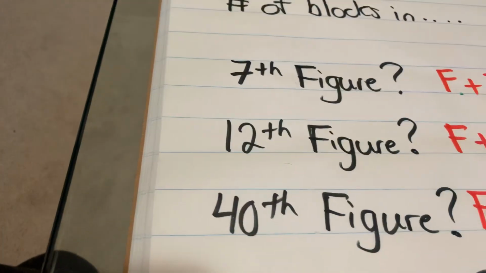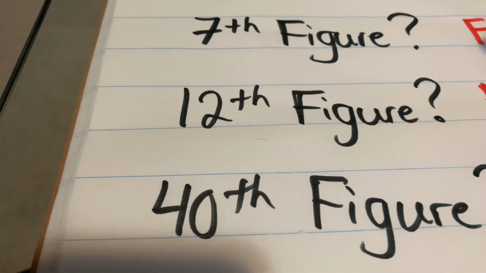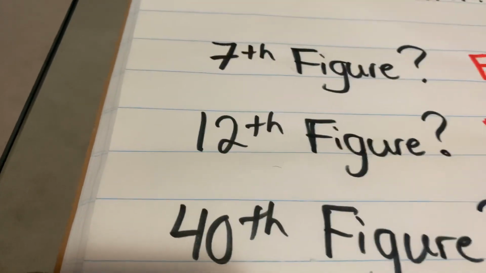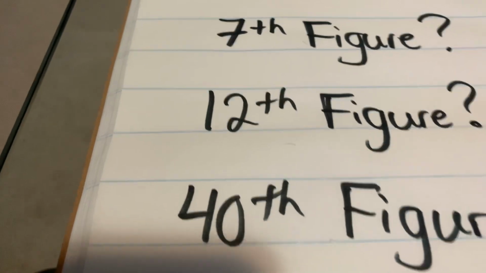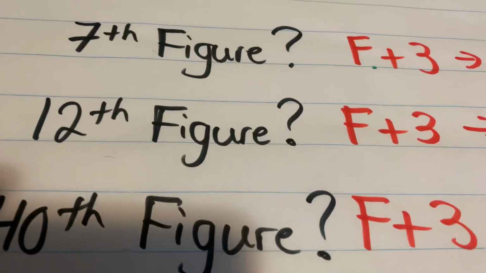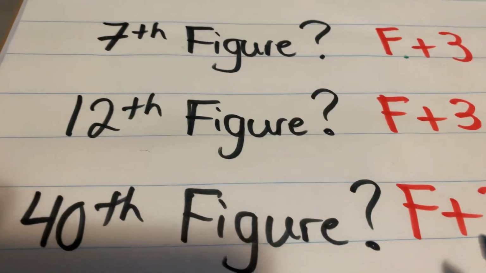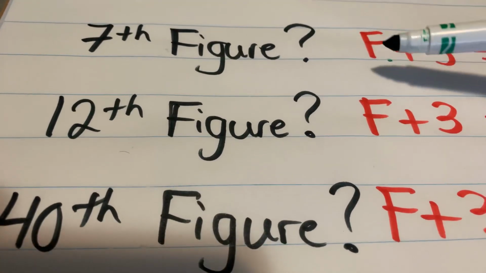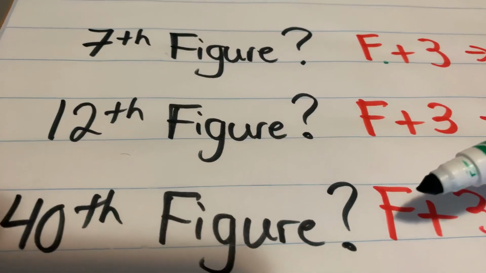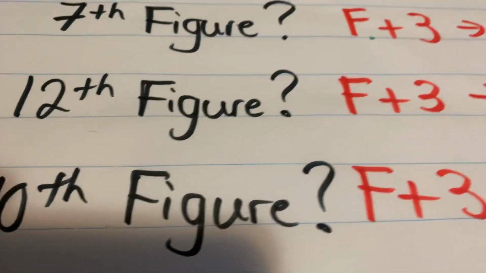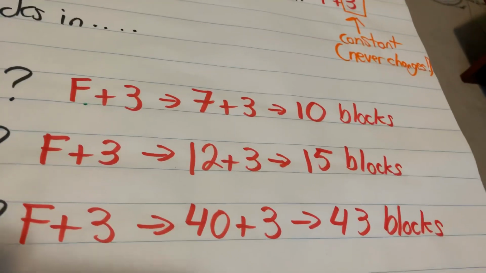What if I wanted to find out for the 40th figure? See, when we get into these big numbers, the 40th figure, the 100th figure, that's why we just can't add 1 every time, because that takes way too long. But if we use an expression with a variable, in this case f, and f is our variable because it can be any number. Over here, f was 7. Over here, f was 12. Now over here, f is going to be 40. That's why it varies, it changes. Then we just do 40 plus 3. 40 plus 3 is 43 blocks.